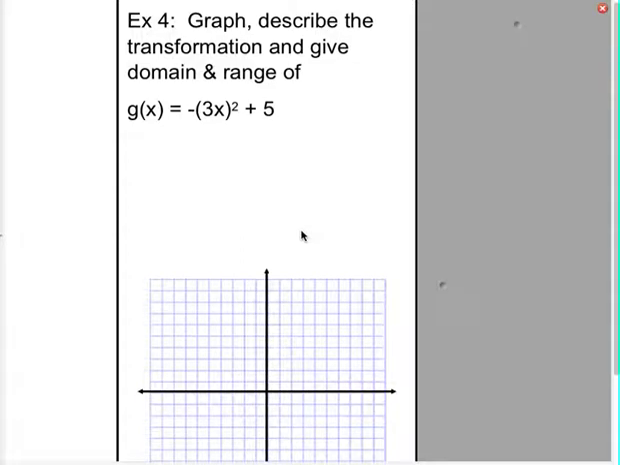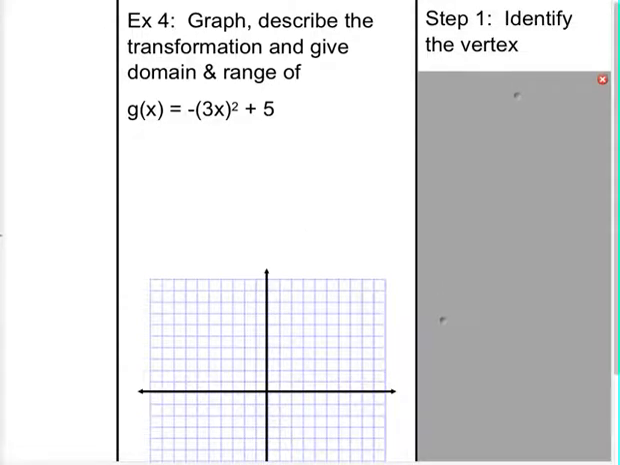All right, example 4. Again, graph, describe the transformation, and give the domain and range. Step 1, identify that vertex. So looking here, now we have nothing grouped with the x that is being added or subtracted. Notice we do have multiplication, that is a scale change. So since there's no addition or subtraction in the parentheses, our x-coordinate is 0. Outside the parentheses, positive 5, it is normal, so it's going up 5.